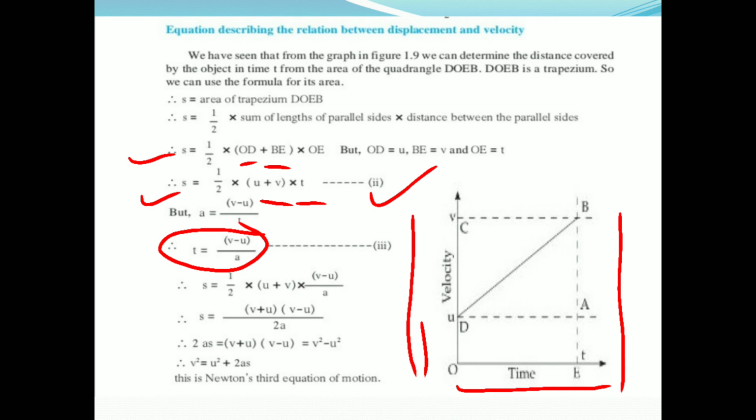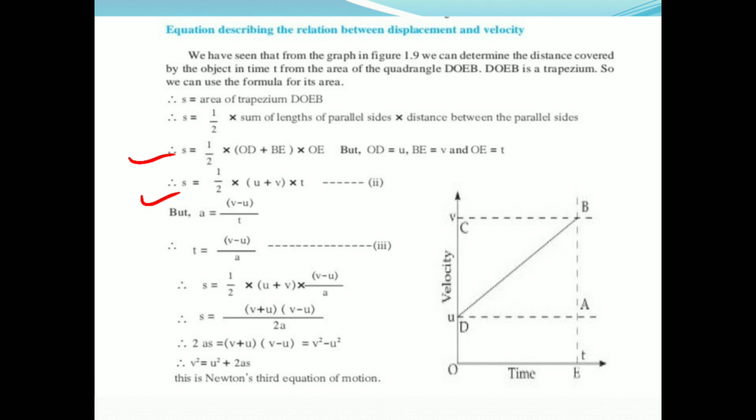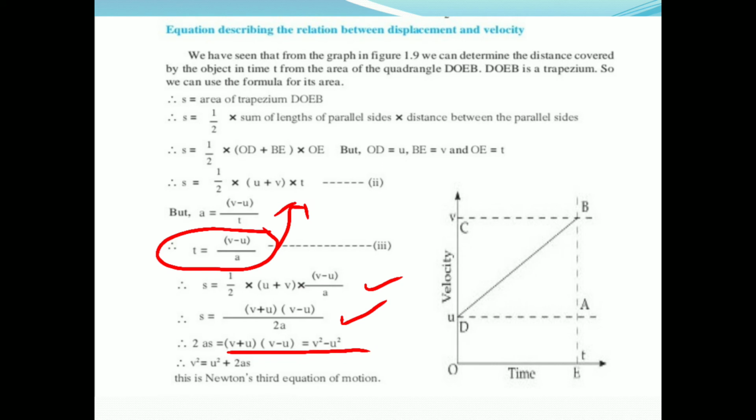Let us substitute this T in equation 2. We can write S is equal to half into U plus V into, instead of T we are writing, V minus U upon A. Now see here, we know that it becomes V plus U, V minus U upon 2A. But what is V plus U and V minus U? We have a mathematical identity, A plus B, A minus B is equal to A square minus B square. That is, V plus U, V minus U is equal to V square minus U square.